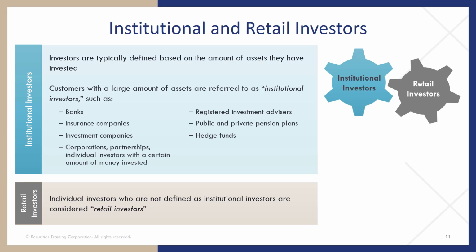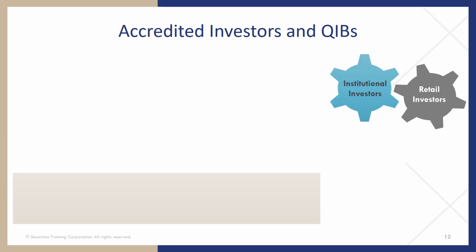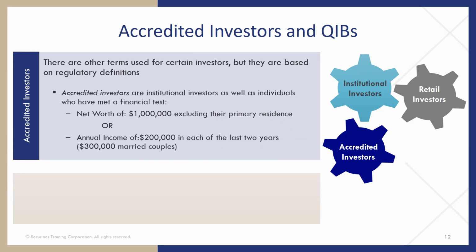Okay, one more slide on the terms. Now, certain terms are defined by certain regulators. So the term accredited investor is not the same as an institutional investor. Please make a note. Accredited investors could be individuals. An accredited investor is someone that's allowed to purchase private placements, which we'll talk about in much more detail in Chapter 11 when we talk about offerings. But as a general term, an accredited investor is an institution plus certain individuals, even retail.